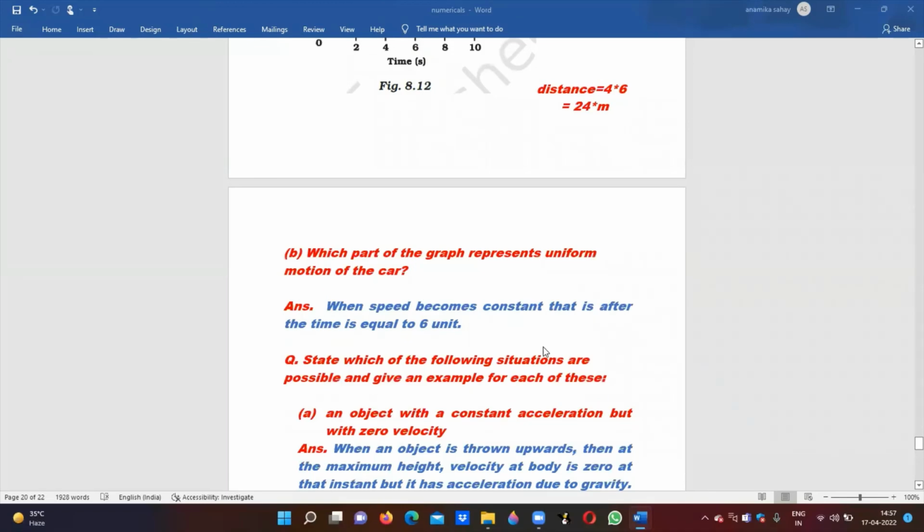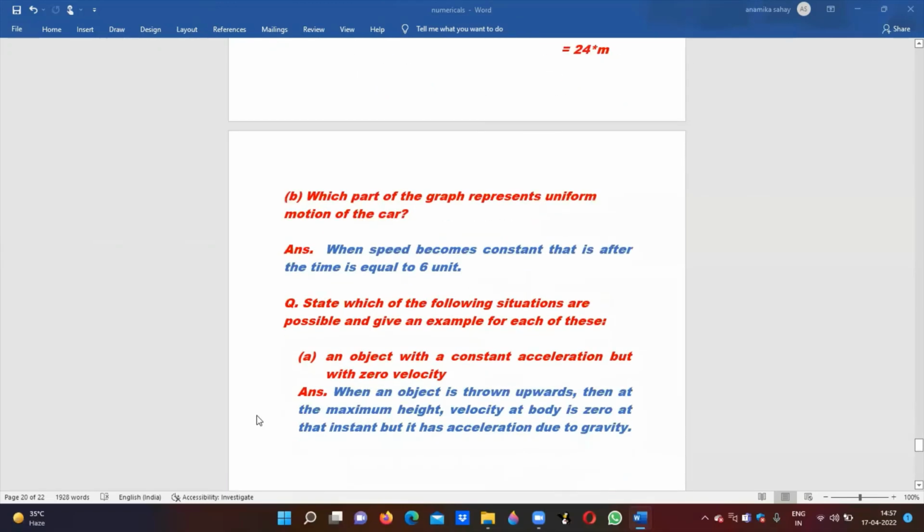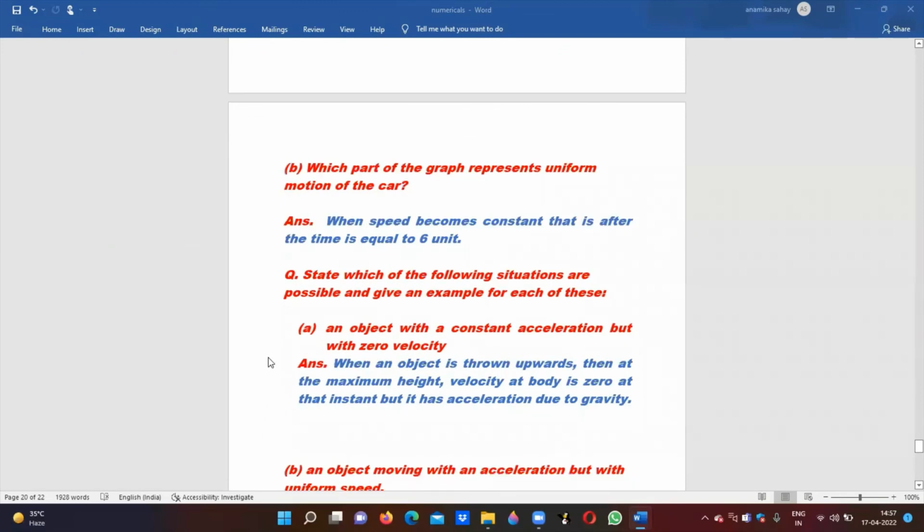Now, state which of the following situations are possible, and give an example of each. An object with a constant acceleration but with 0 velocity. It will happen when an object is thrown upward. At the maximum height, the velocity of the body will be 0 at that instant, but acceleration due to gravity is still exerted. So acceleration is possible while the velocity is 0.